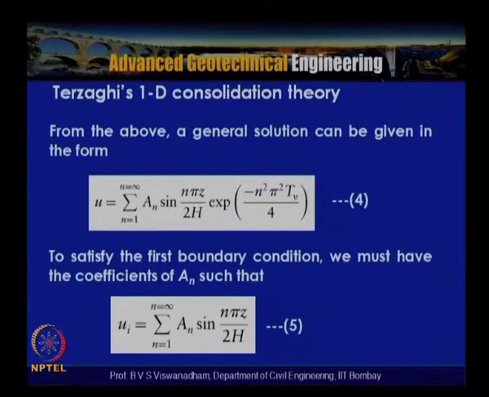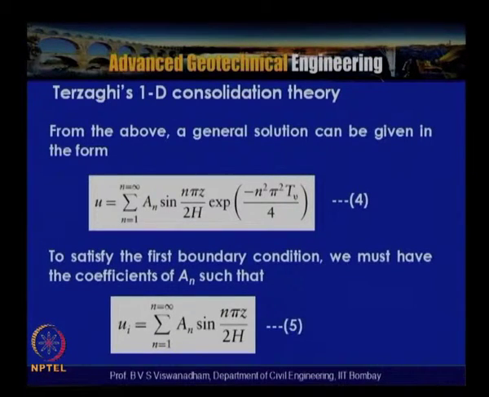So from the above, the general solution can be obtained, where u is equal to the summation from n equals 1 to infinity of a_n sin(n pi z by 2h) exponential of minus n square pi square T_v by 4, where T_v is the time factor.